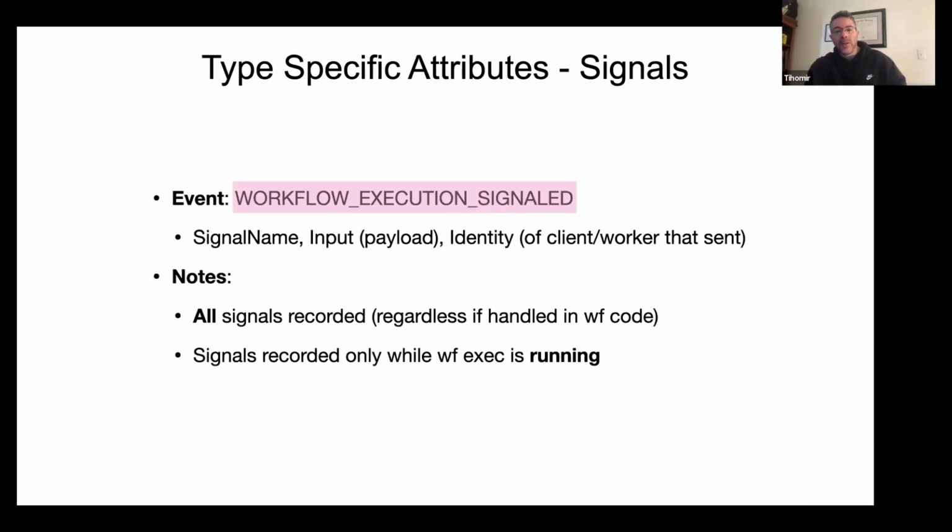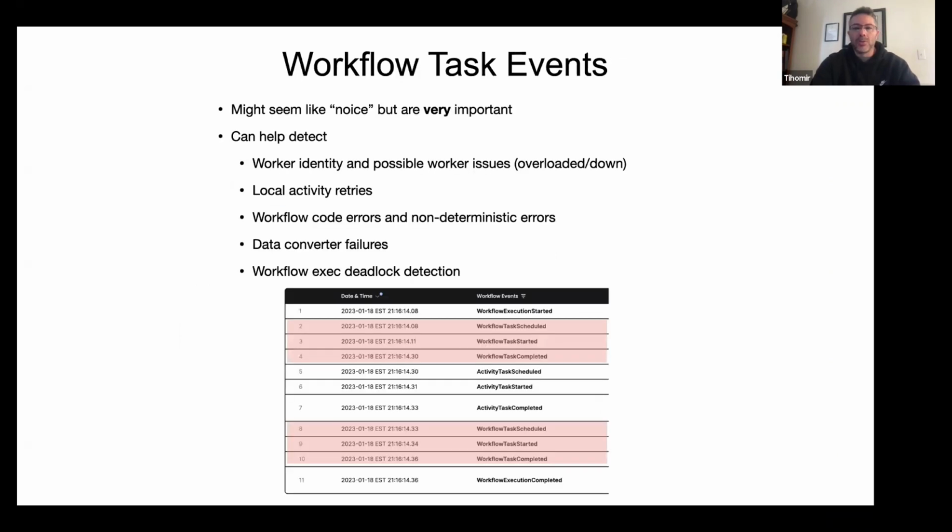For signals, we have the workflow execution signaled event, that's a single one, and just note that not all signals are recorded in the event history for a workflow execution, regardless of whether you have a signal handler or not. So just be wary of that when you expose third party or some clients to actually signal your workflow execution. They can easily bombard your executions with signals, reaching some of the event history limitations that we talked about. And of course, signals are only recorded while the workflow execution is running.